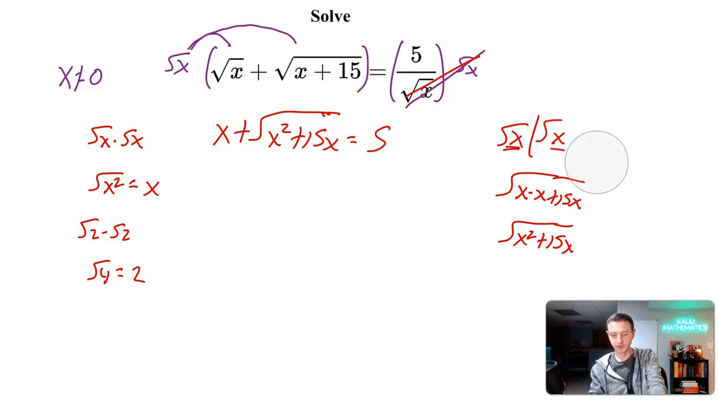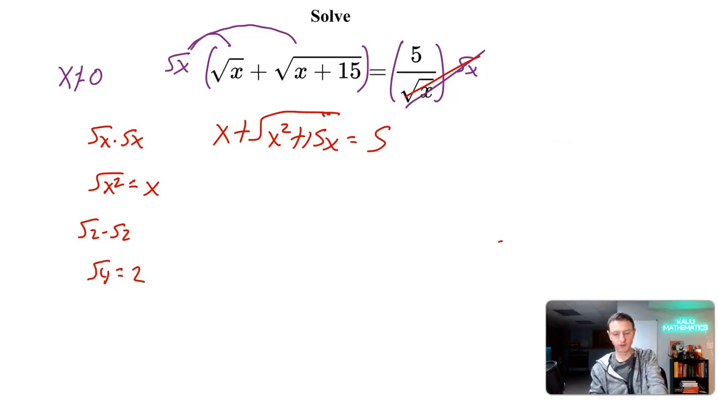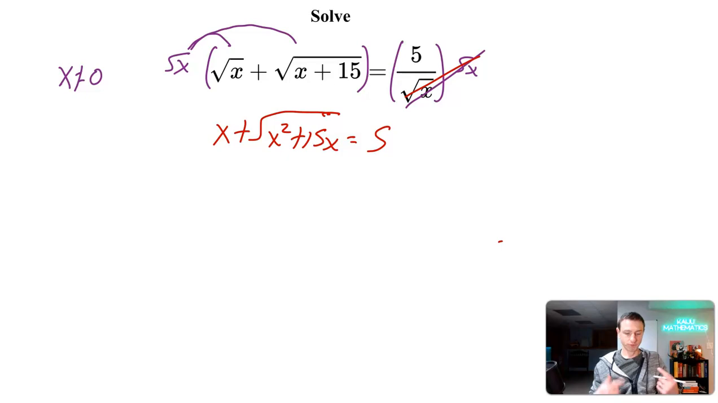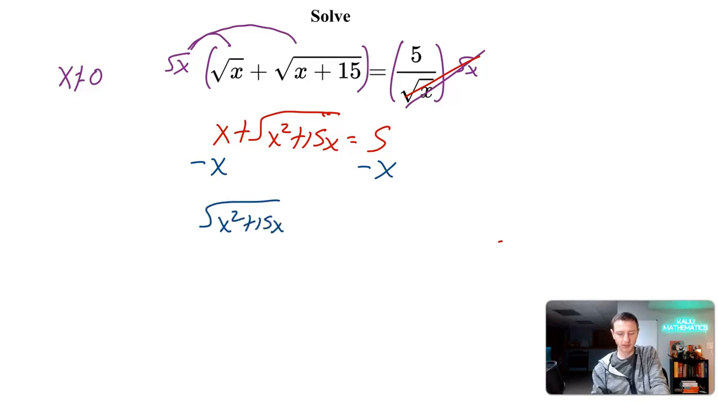I'm going to erase this work over here, and just to keep this kind of clean, I'm going to erase this over here. Okay. Wheels are in motion here, so we're looking pretty good. We're getting into shape. Now I have this radical still. I need to get rid of that. So now I'm going to get everything away from the radical. So I'll have the square root of x squared plus 15x equals 5 minus x.